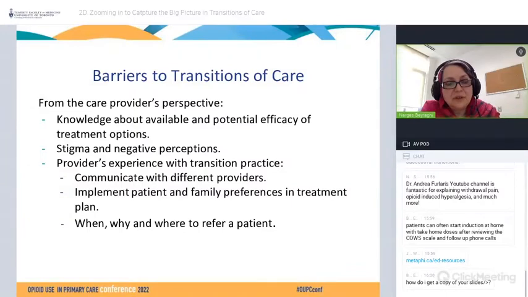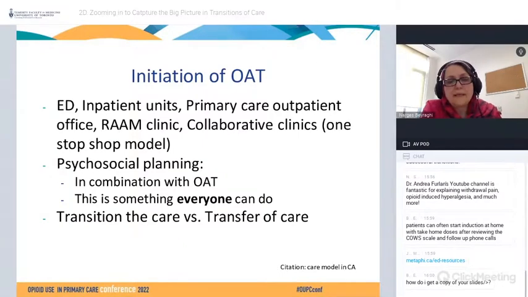We may have difficulty implementing patient and family-centered care. And probably we don't know when is the best time to refer the patient, why we should refer the patient, and where to refer our patients. So to summarize, our patients have different options about where to start opioid treatment. It could be in the emergency department, in an inpatient unit, in primary care outpatient offices, in a RAM clinic or in collaborative clinics.